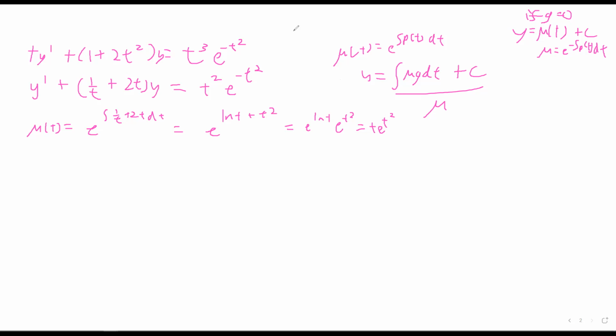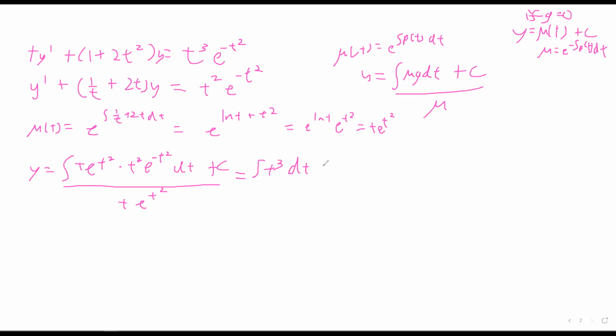How exciting. I'm going to start plugging things in. t e to the t squared times t squared e to the negative t squared. And you can immediately see how this all becomes very lovely, because e to the t squared times e to the negative t squared is what? e to the 0, which is 1. Agree? Everyone, yes? Happy? Lovely.